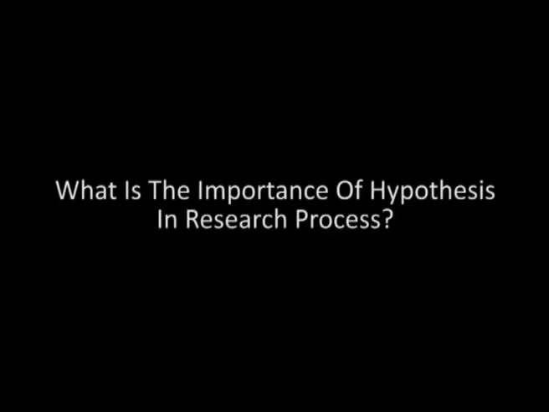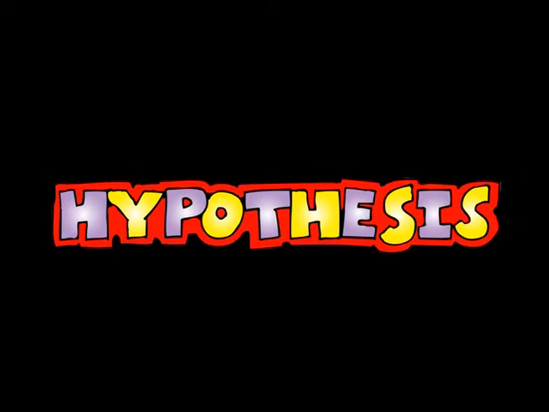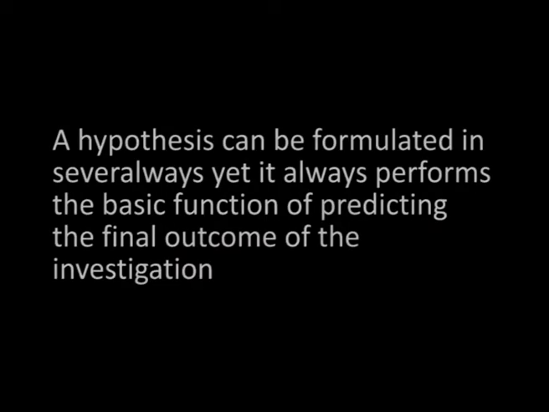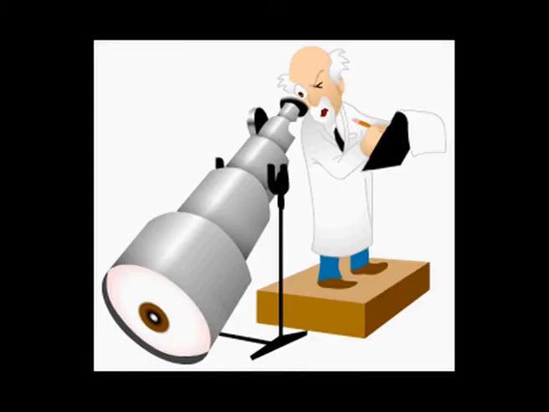What is the importance of hypothesis in research process? The research process begins and ends with the hypothesis. It is core to the entire procedure and therefore is of the utmost importance. A hypothesis can be formulated in several ways, yet it always performs the basic function of predicting the final outcome of the investigation. The hypothesis usually occurs after inductive reasoning, in which the researcher performs a series of observations in order to form a theory.